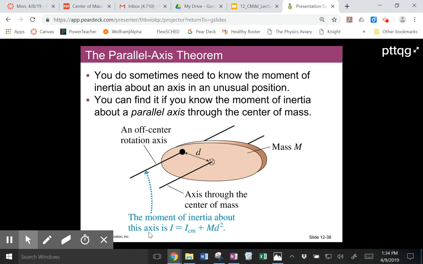Parallel axis theorem makes a hell of a lot more sense if you're actually applying it to problems, so I'll throw that at you tomorrow.